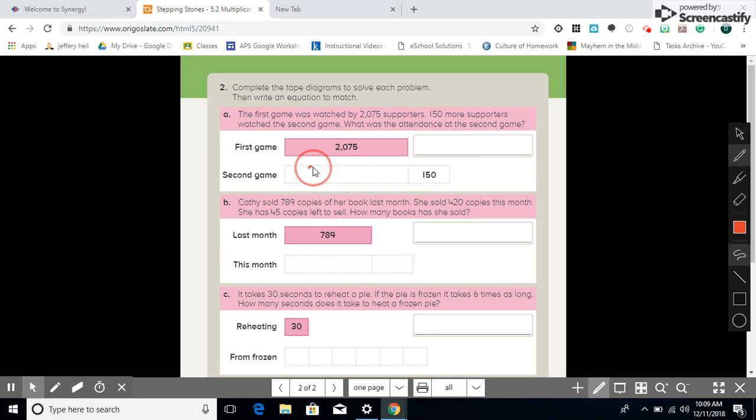So I know in here, this was 2,075. It's the same size as this one, and we know that at least this many watched the game because this one says more. So my problem is going to be 2,075 plus 150 equals, I'm going to do F for fans.